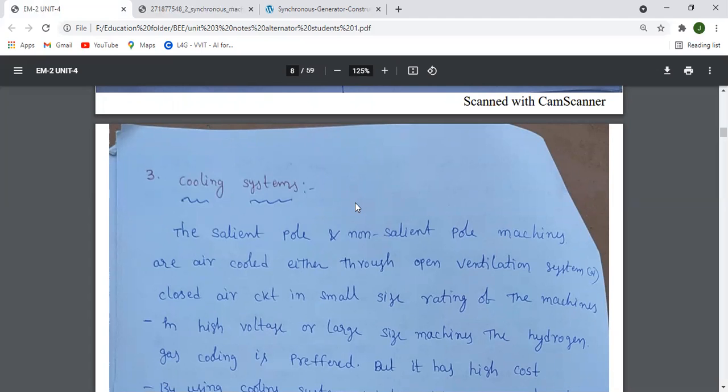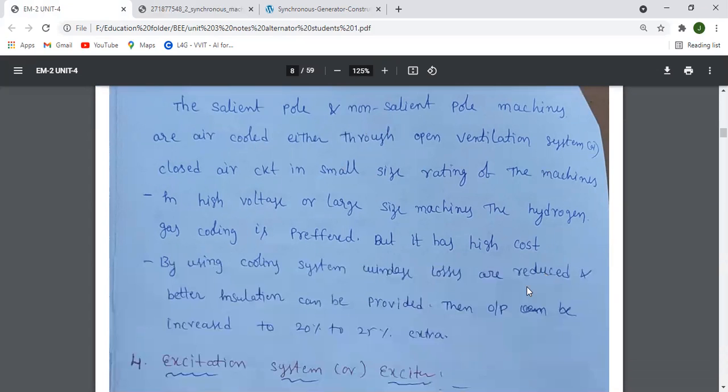And here we will see about cooling systems. The salient pole and non-salient pole machines are air cooled, either through an open ventilation system or a closed air circuit, for small size ratings of machines. In high voltage or large size machines, hydrogen gas cooling is preferred. It has high cost, because the cost of hydrogen is very high. So in salient and non-salient types, we use an air-cooled ventilating system.